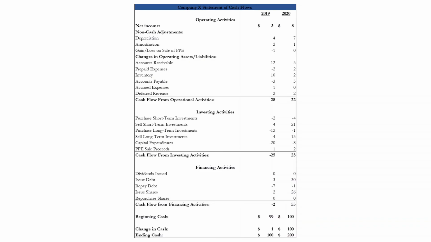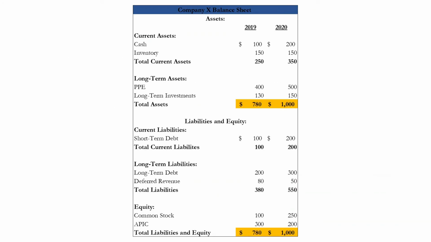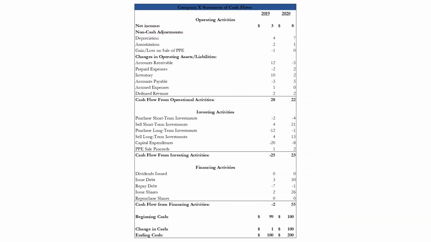Once we have all those totals, we're going to add the cash flow from operational activities, investing activities, and financing activities to get the change in cash for the period. If you look towards the bottom of the page, we have our beginning cash for the period, the change in cash, and the ending cash. The ending cash is going to be what it is for that year, right? So in 2019, we saw that the ending cash was 100. If we go back, ending cash for 2019 was 100. For 2020, ending cash was 200. So that's kind of the basic statement of cash flows.